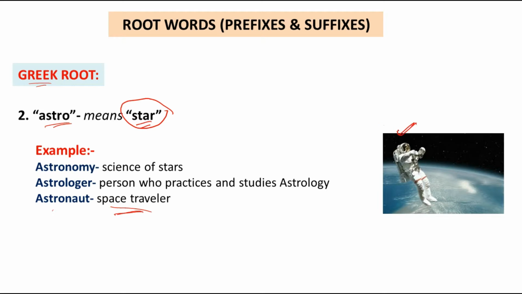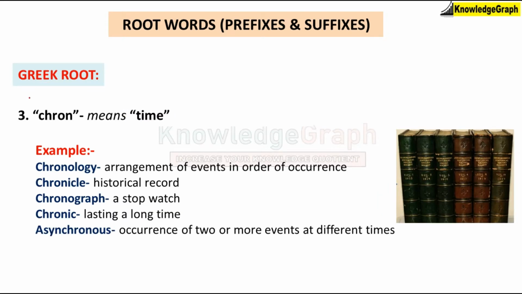They travel to space and they give you information about what's happening in the space. Third one we have is chron. Chron means time. So if you come across a word which has chron as a root word in it, you will know it should click in your mind immediately that it has to do something with time.